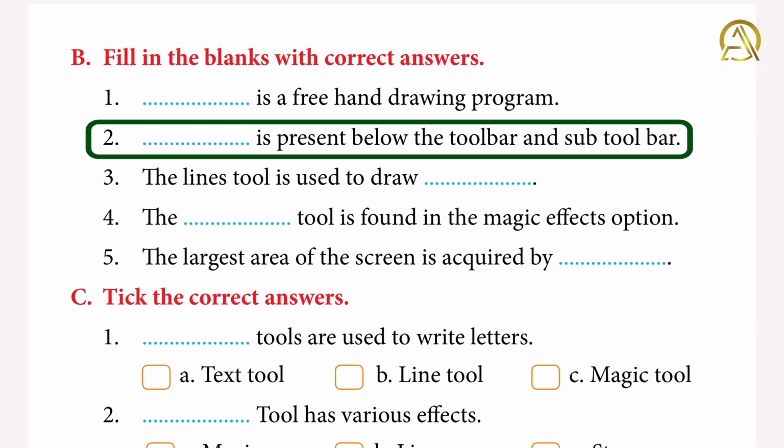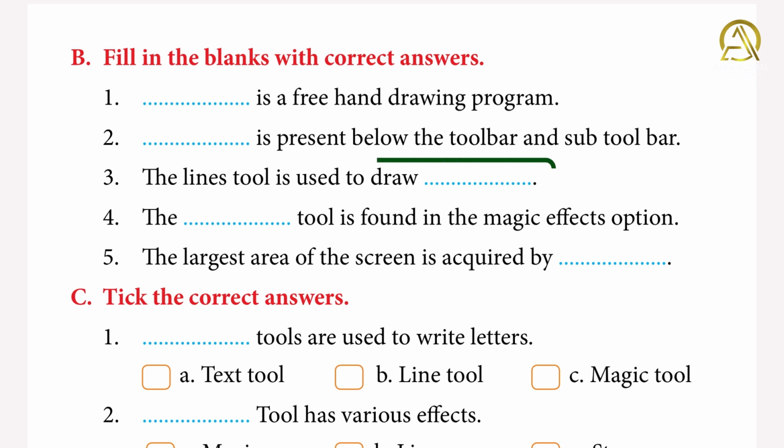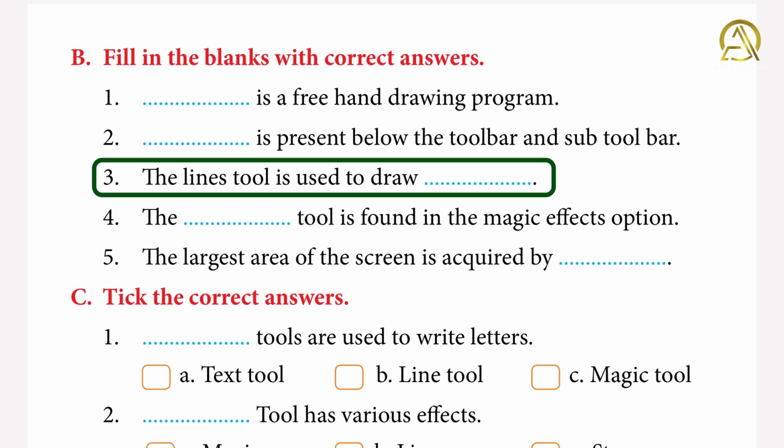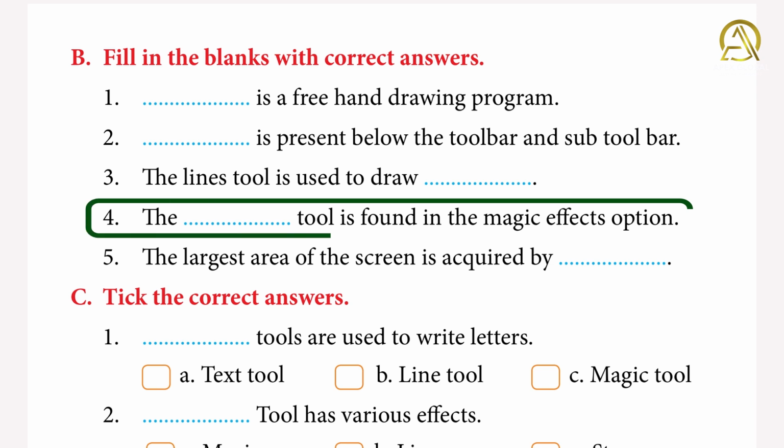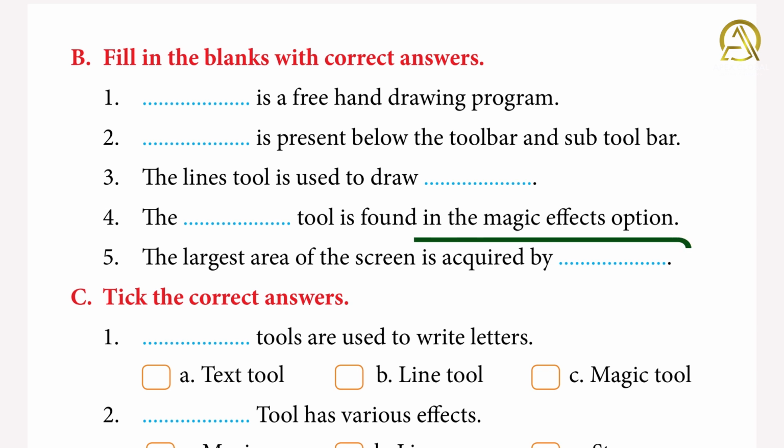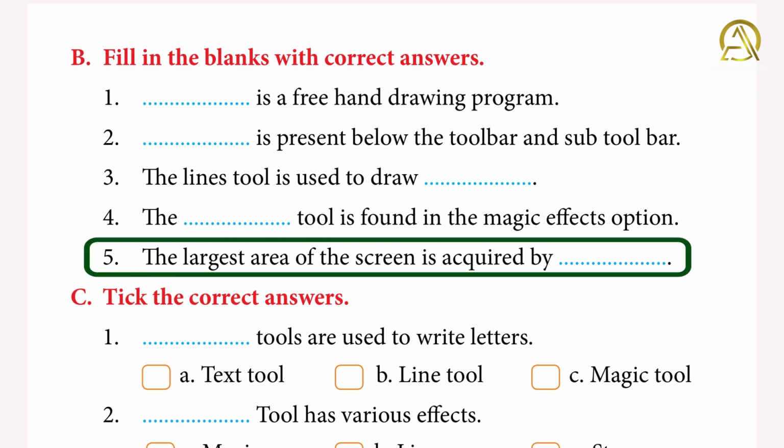Answer: color palette. 3. The lines tool is used to draw dash. Answer: straight lines. 4. The dash tool is found in the magic effects option. Answer: fill. 5. The largest area of the screen is acquired by dash. Answer: canvas.